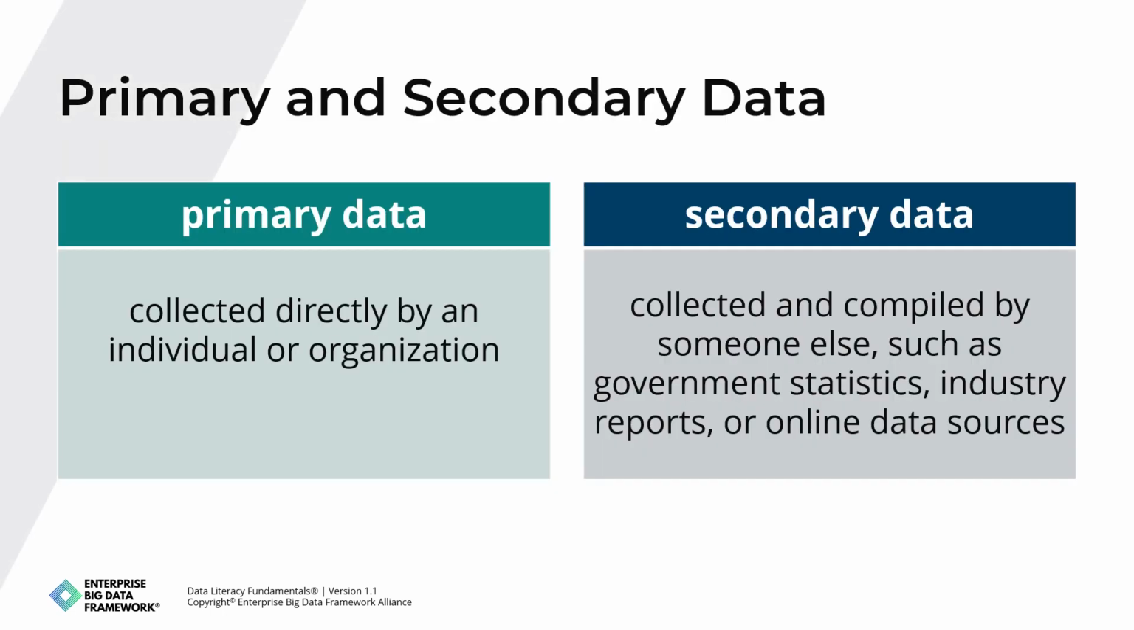The data can be primary data, which is collected directly by an individual or organization through surveys, interviews, experiments, or observations. Data can also be secondary data, which is data that has been collected and compiled by someone else, such as government statistics, industry reports, or online data sources. In summary, data is information that can be collected, stored, and analyzed. Data is an important resource that can be used to make informed decisions, identify patterns and trends, and generate new insights.